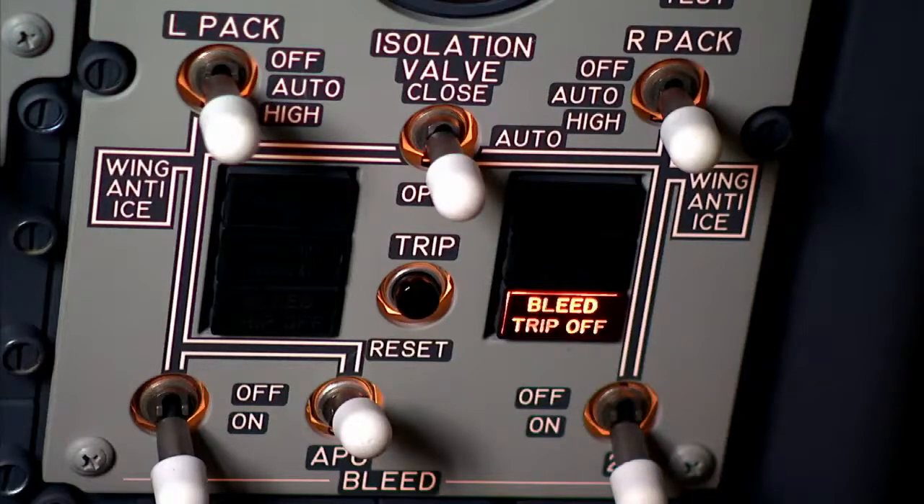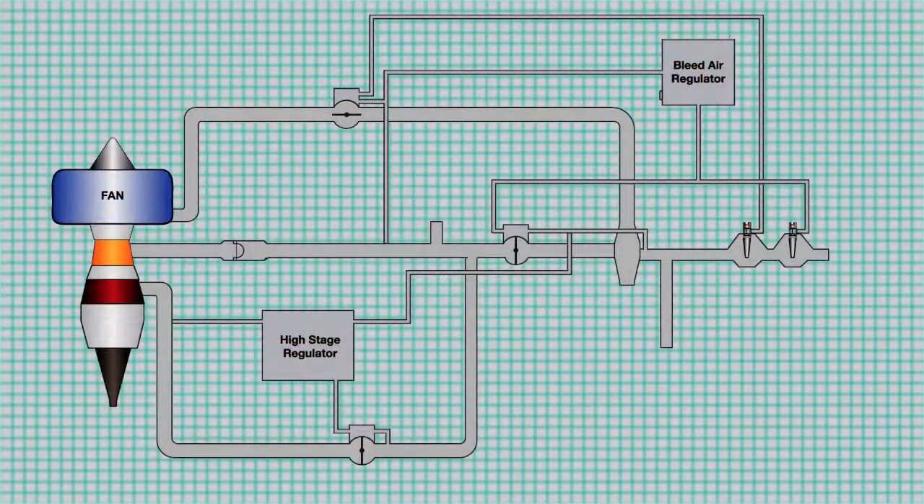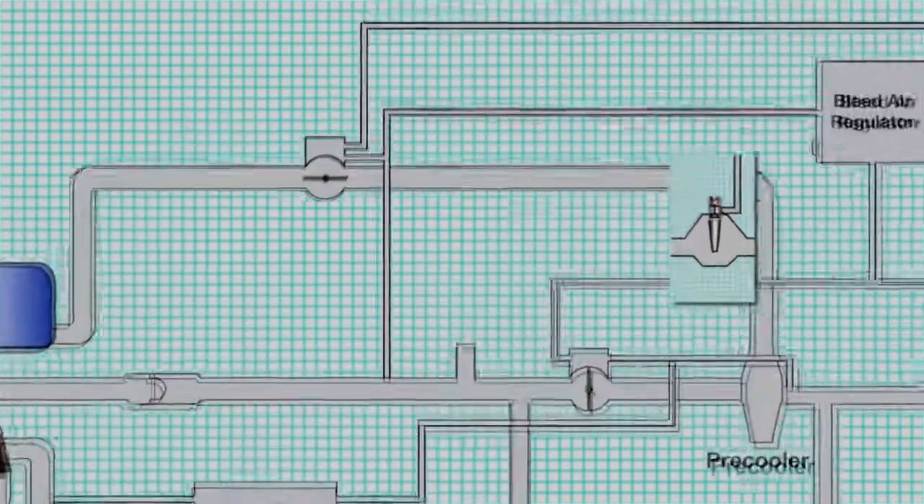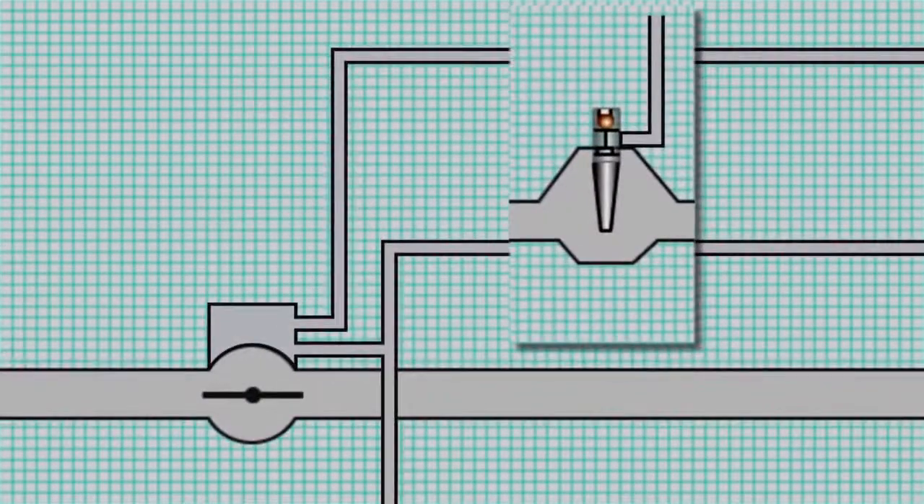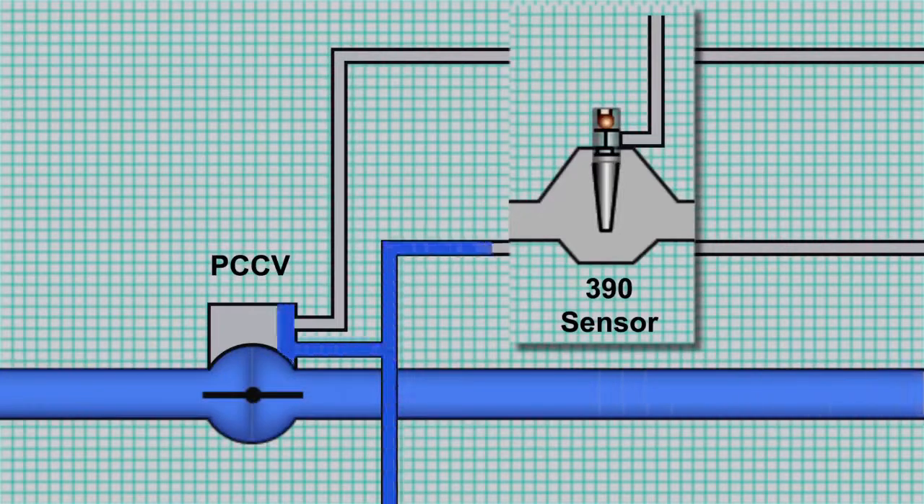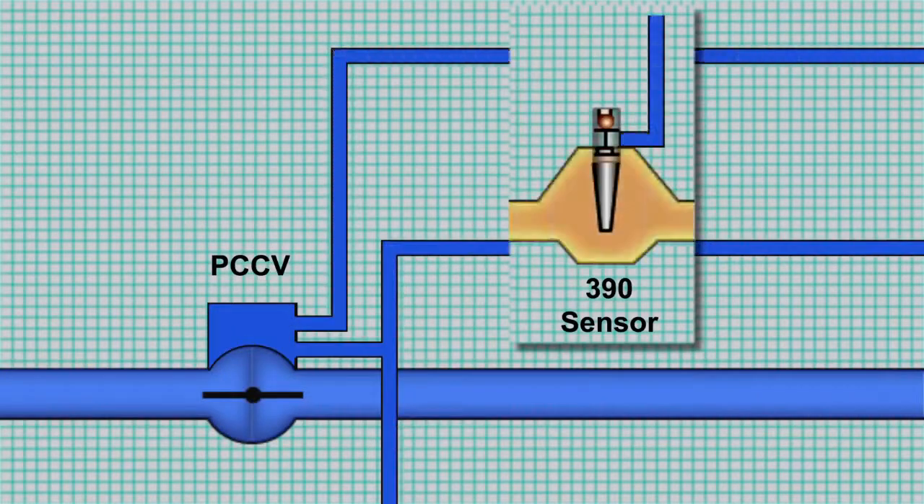Now that we've seen how the bleed air system controls pressure, let's see how it controls temperature. As we saw earlier, the pre-cooler is an air-to-air heat exchanger that uses engine fan air to cool the bleed air. The pre-cooler control valve, or PCCV, and the 390 sensor control fan air to the pre-cooler. When the engine starts, the PCCV is open. As the pressure rises above 10 psi, the PCCV starts to close.